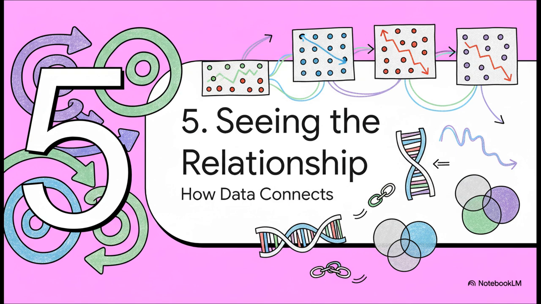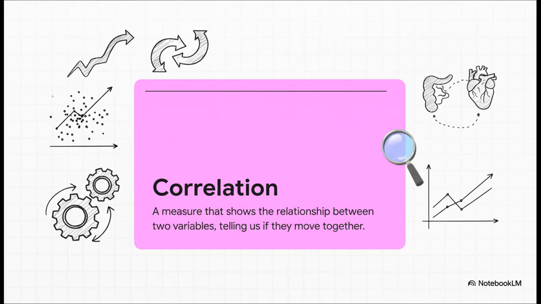And that brings us to our final section, seeing the relationship. So we've organized our data, we've found its center, we've measured its spread. Now for the final piece of the puzzle, finding out if there are connections between different sets of data. This is where correlation comes into play.